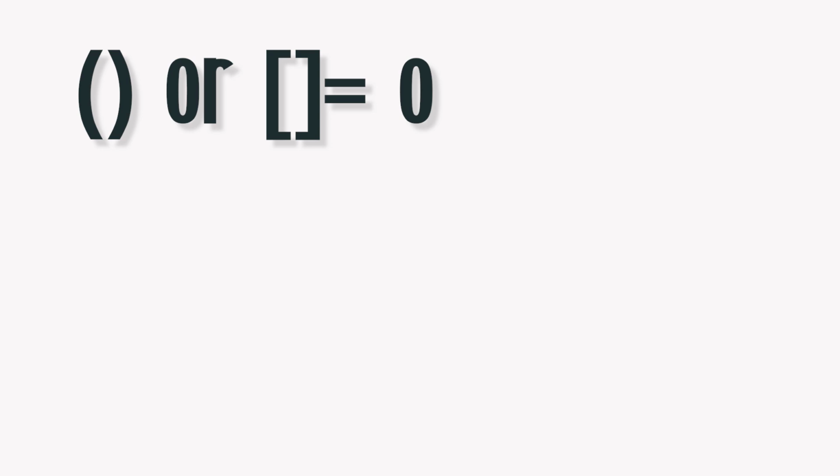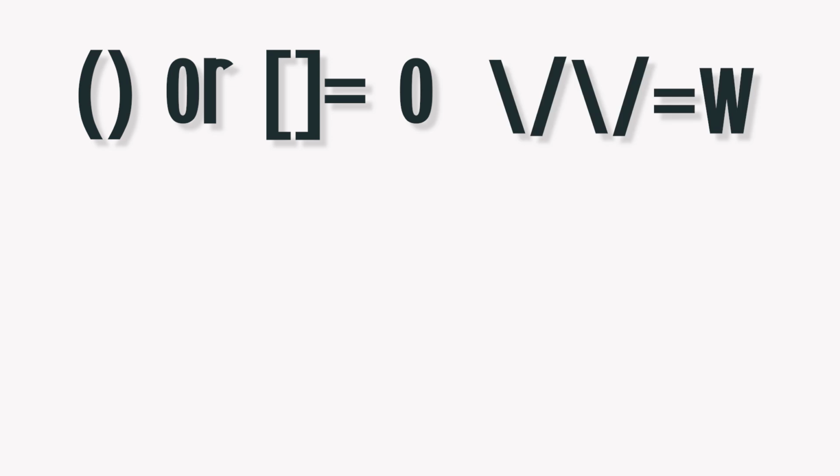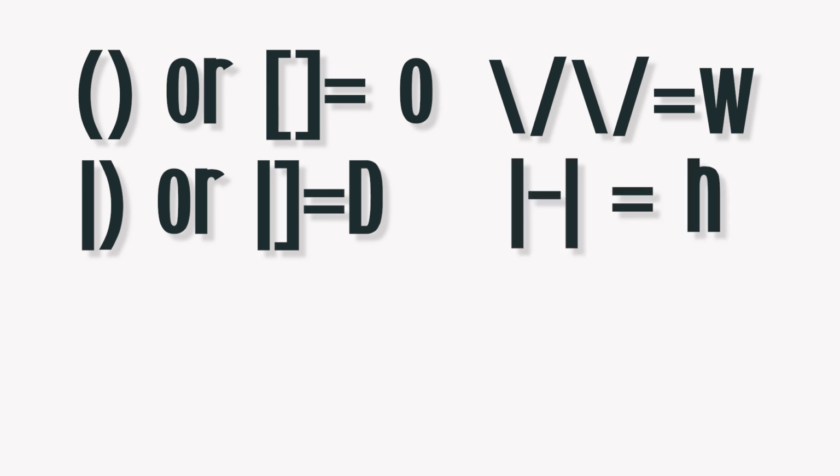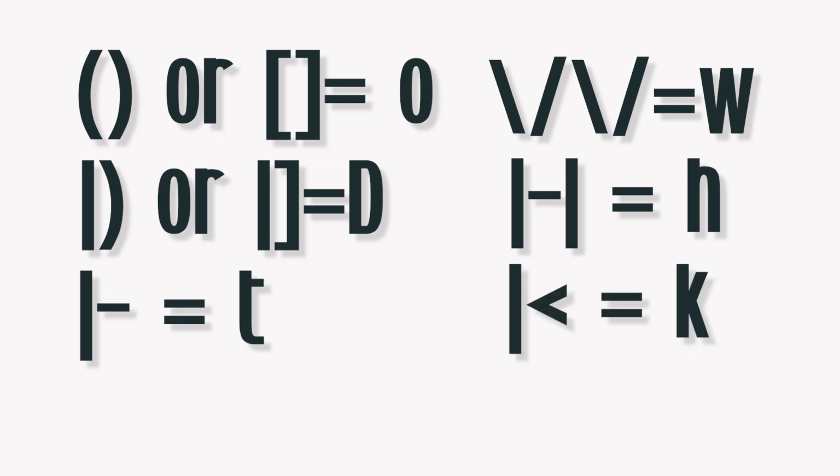So let's have a look at some of these other combinations of letters. We can use the open and closed curved brackets or the open and closed square brackets to make an O. We can use, as I've already illustrated, the forward slash and the backslash in combination to make a V or a W. To make a D, we can use the vertical bar and the curved bracket, or the vertical bar and the closed square bracket. We can make an H with a vertical bar, hyphen, and a vertical bar. We can make a T, as already illustrated. We can make a K with a vertical bar and the less than icon, and even the open bracket we can make into a C.